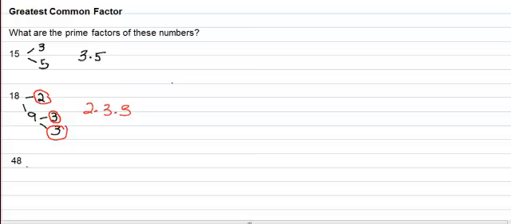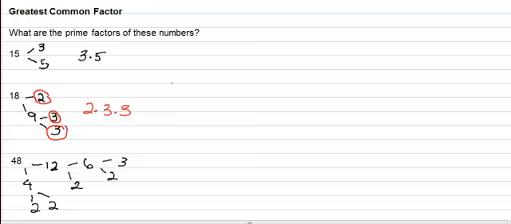So let's go ahead and do 48. And again, we could do any number of things here. I'm just going to do 4 and 12 because that's what hits me. Neither of these are prime, so 4 is 2 times 2. 12, let's do 2 times 6. 6 is 2 times 3.